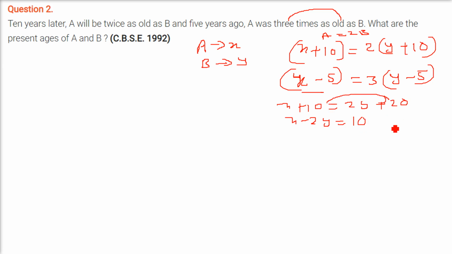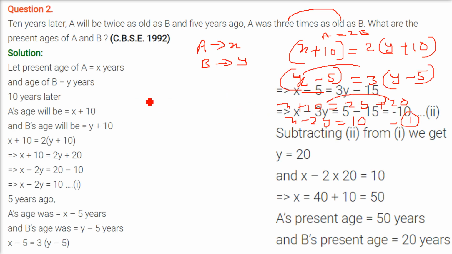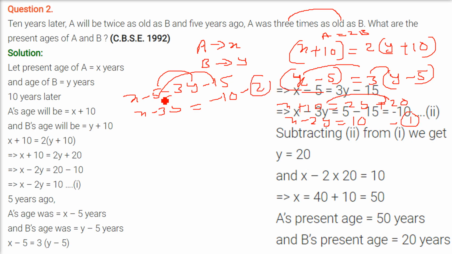First equation is this. The second equation is X minus 5 will be equal to 3 into Y minus 5, that is 3Y minus 15. X minus 3Y, I'm bringing it here, taking this on the right hand side. So minus 15 plus 5 is minus 10. So this is our second equation. The first equation was X minus 2Y equal to 10. You can just subtract it.